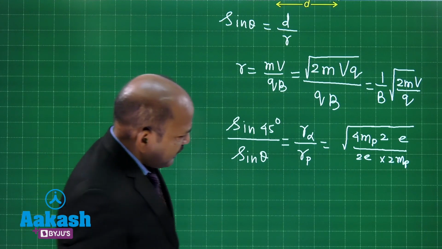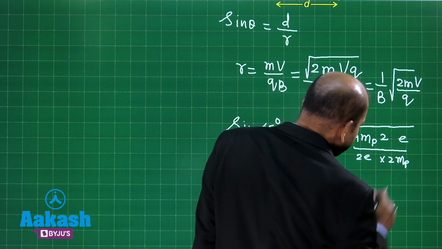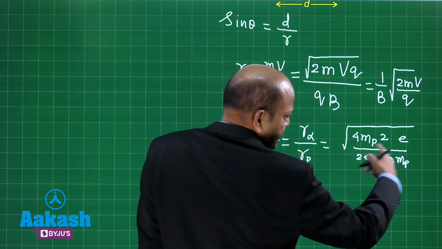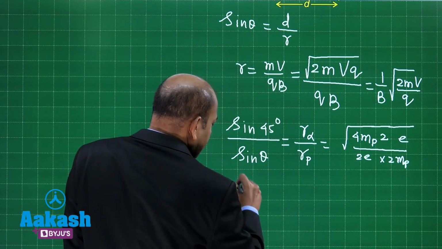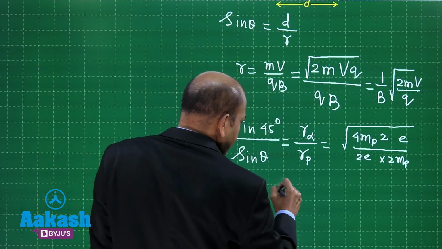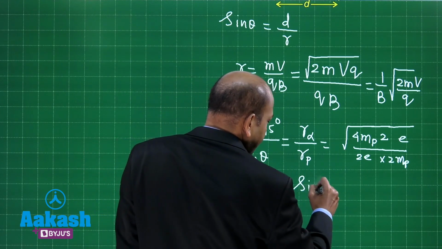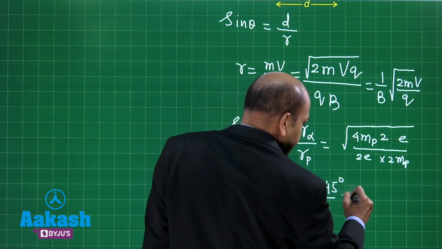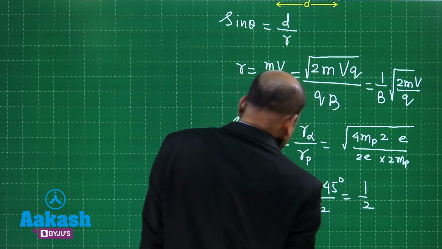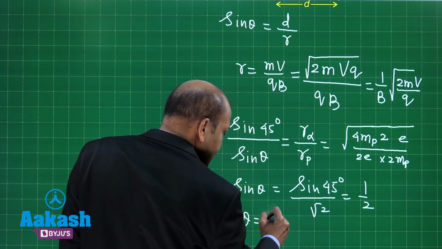So, the expression on the right hand side turns out to be equal to root 2. All right. So, what is the value of sin theta? Sin theta is equal to sin 45 degree divided by root 2, which makes it 1 by 2, and that makes theta 30 degree.